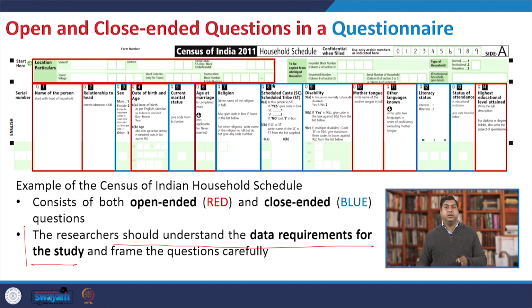But at the same time the researchers should understand the data requirement for the study and frame the questions accordingly. I am not saying that a questionnaire should have both to improve the quality. If your study purpose is intended for open ended only, don't go for close ended just to maintain some balance. If it is not required, don't go for it. If it requires only close ended and predefined answers, you go for that kind of questionnaire.